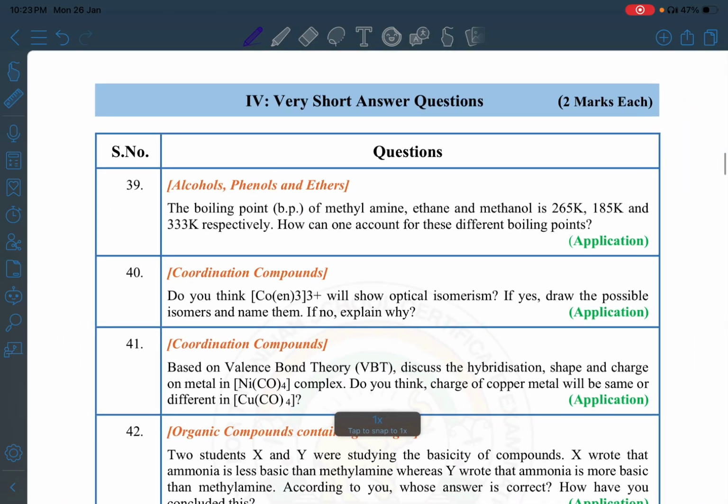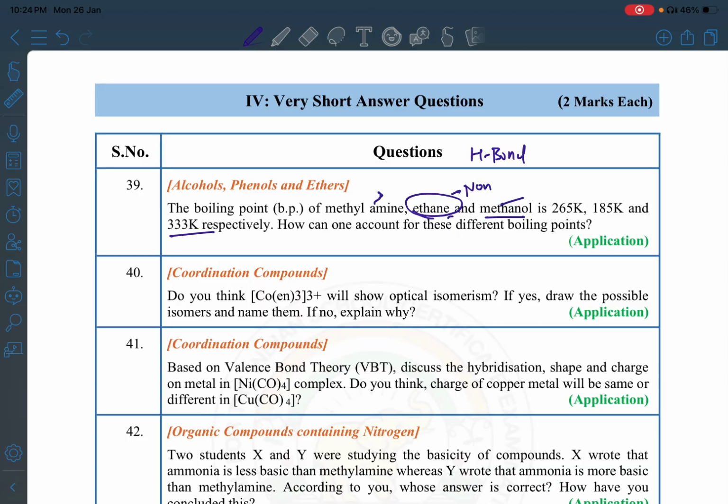Then the next question is a very short type question. The very first question: the boiling points of methylamine, ethane and methanol are 265 Kelvin, 185 Kelvin and 333 Kelvin respectively. How can you account for these boiling points? Boiling point is directly linked with hydrogen bonding. Methanol has the highest boiling point because methanol has hydrogen bonding and ethane doesn't. Ethane has no hydrogen bond and is non-polar, so it has the least.